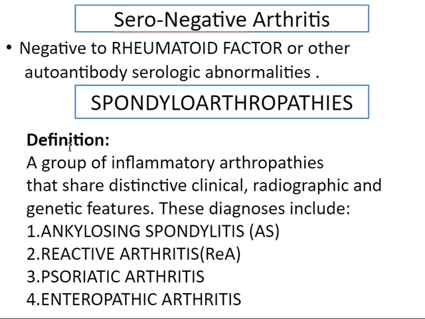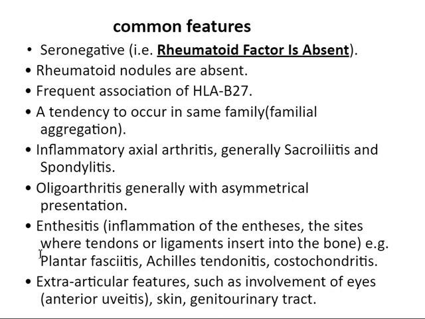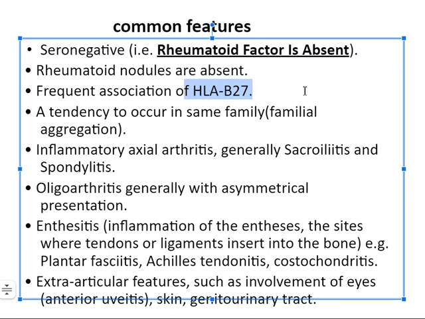Before going to that, there are certain common features for these four types of arthritis. Let us see the common features of these spondyloarthropathies. One, we already know, by definition, it is negative for rheumatoid factor. So, rheumatoid factor is absent, and also there are no rheumatoid nodules. And the most important finding is it is frequently associated with HLA-B27. Remember that. And a tendency to occur in the same family, that is familial aggregation.